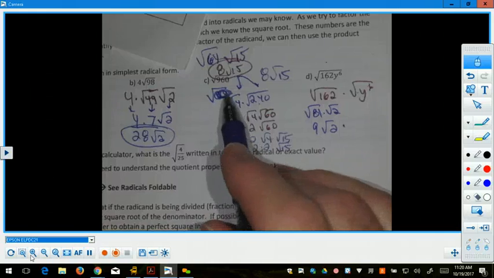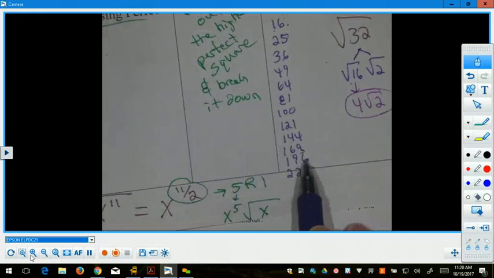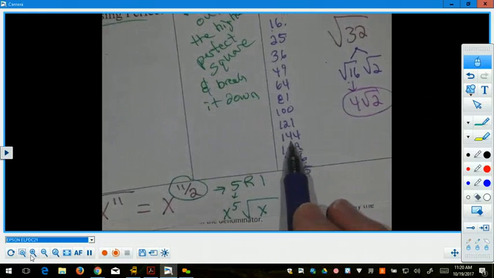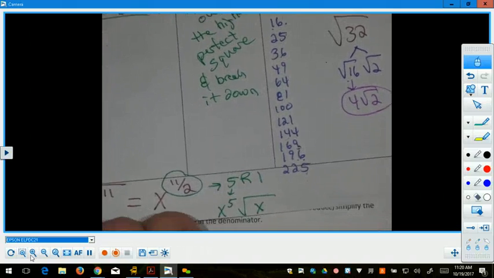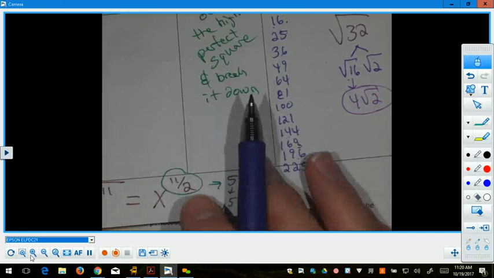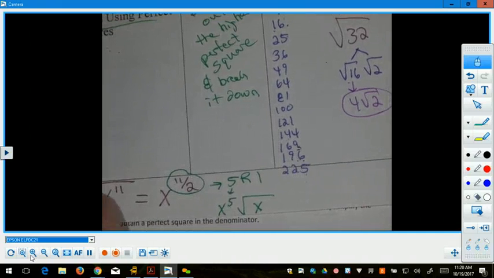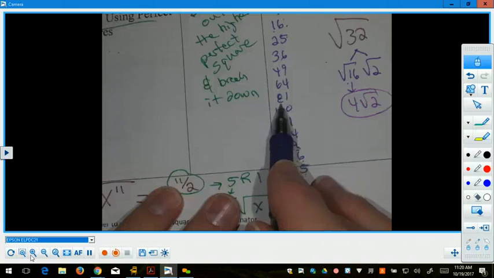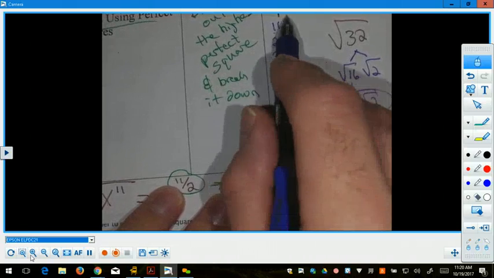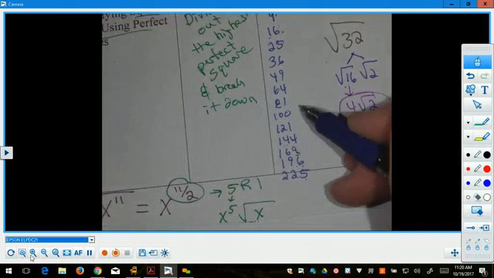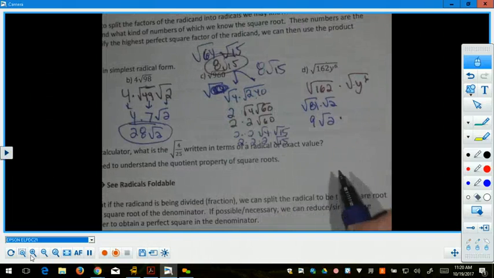So how do you find that biggest? I divide down my list. I say, hey, 162 is right here on my list. What's half of 162? A lot of you were like, let's divide it by 2. Well, 162 divided by 2 is 81. Well, hey, that's a perfect square. That'd be a good place to start on my list. Go down the list till I find the largest one. Divide them in until I find one that works.